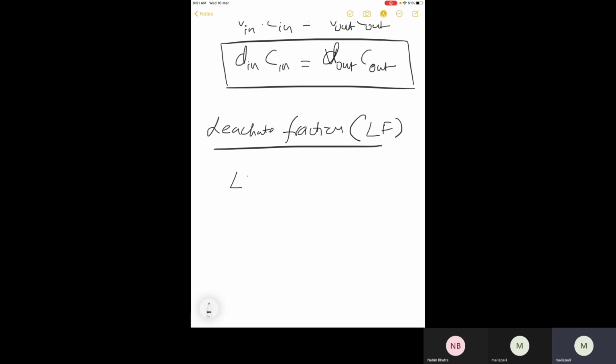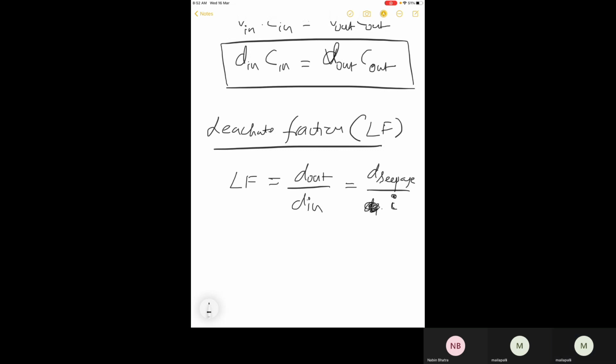So here the leachate fraction LF will be equal to D out divided by D in, right? So this is leachate fraction, D out by D in, which will be like a D seepage. We also call D seepage. So whatever the depth which is gone out from the root zone, and the depth of water to be added, let's say I.